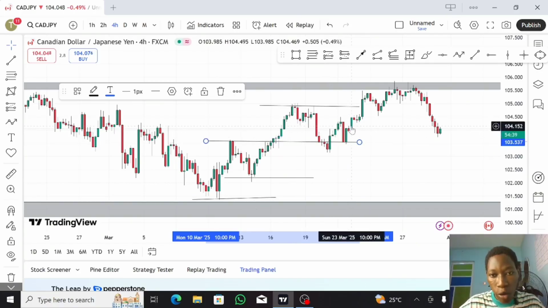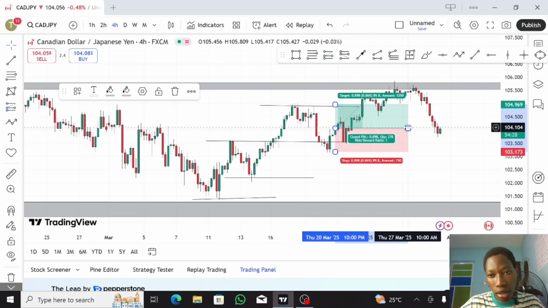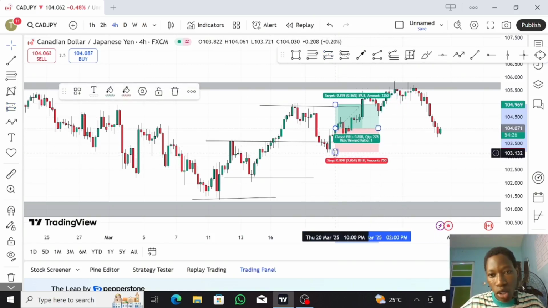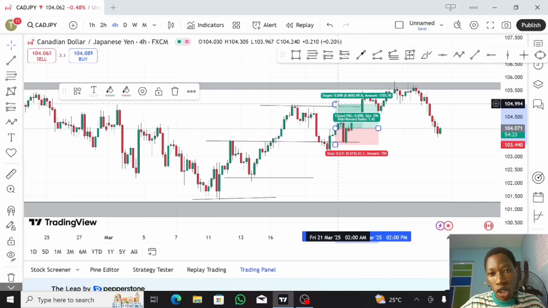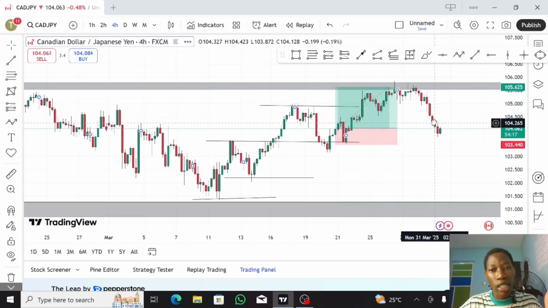So if you buy from this point and make your stop loss below here, and then your take profit is somewhere here, this will be a good trade, right? Something like this, and your stop loss is somewhere here, your take profit is somewhere here. So this already is a good trade. Do you understand? So this is how the Elliott wave pattern simply works.